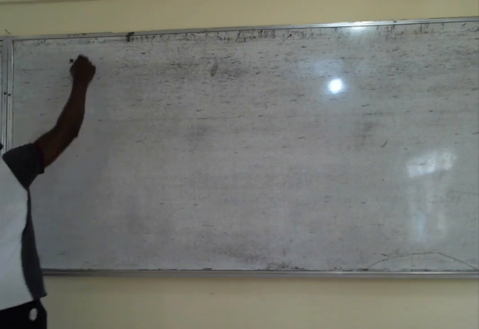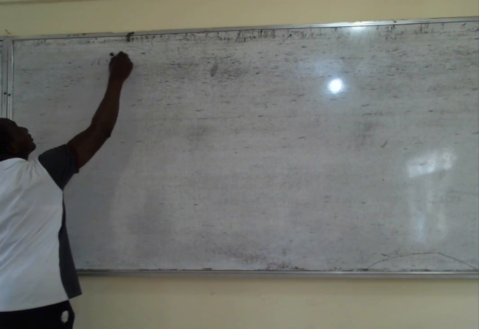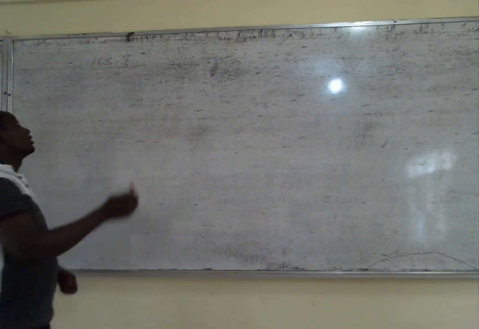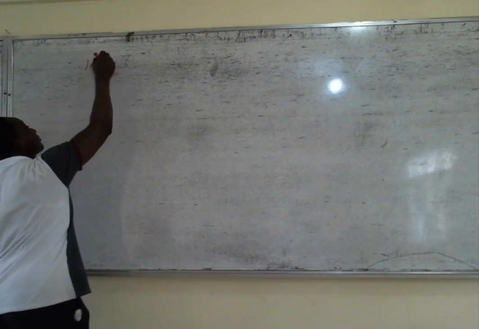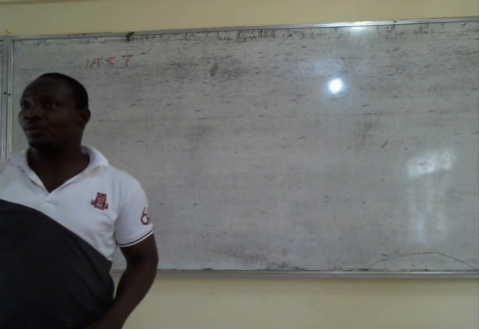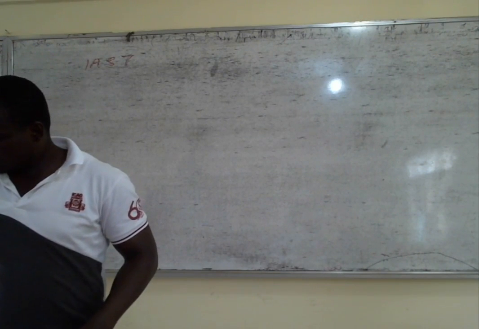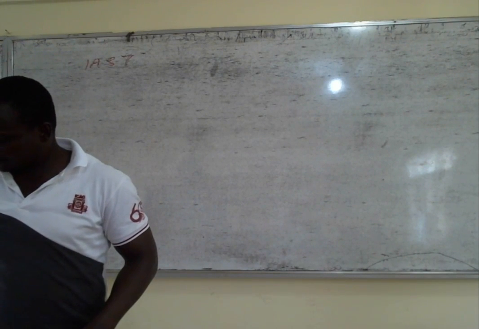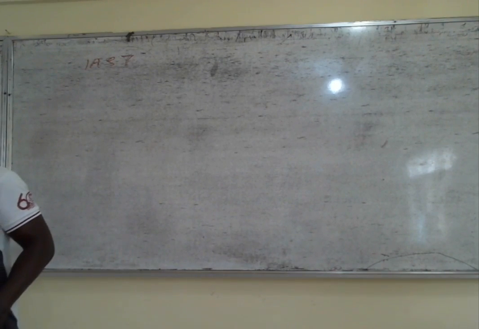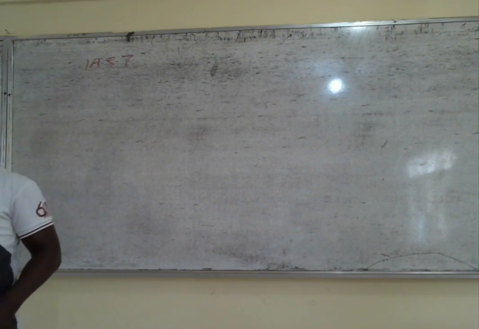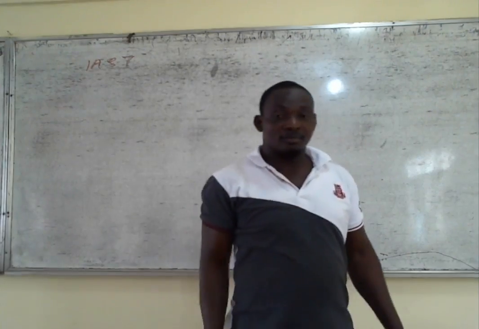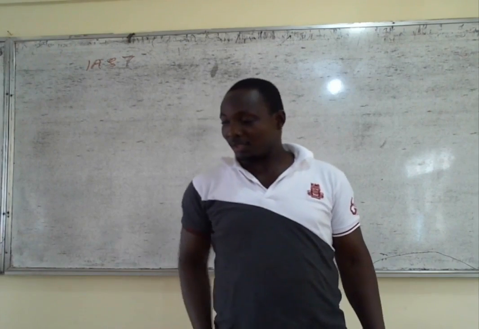Okay, we're going to do the last one. IAS 7, cash flow statement or statement of cash flow. So it's part of the final account actually, but it's also having a separate standard. Even though it's part of the IAS 1, you have to also do it separately.